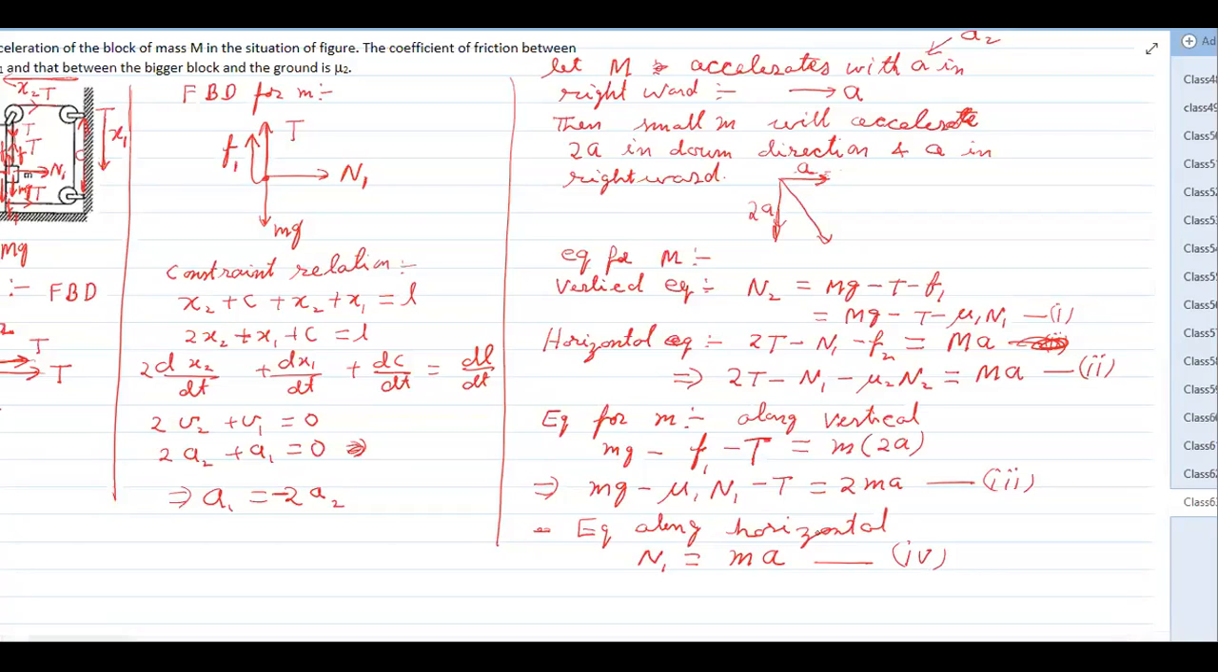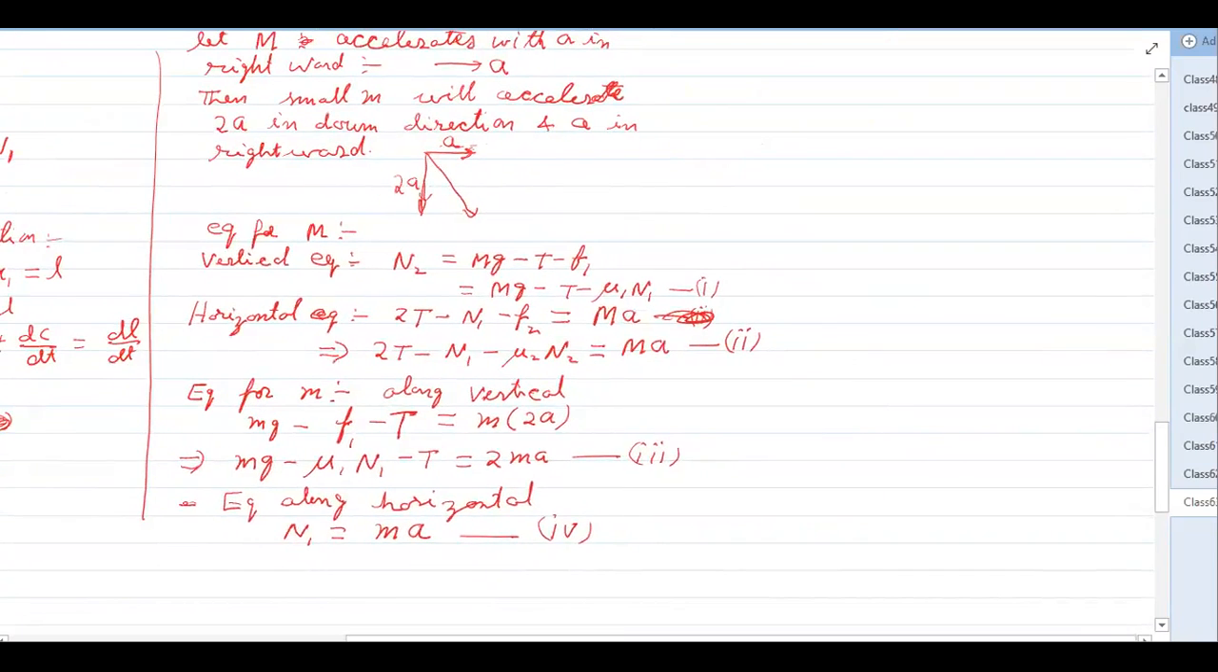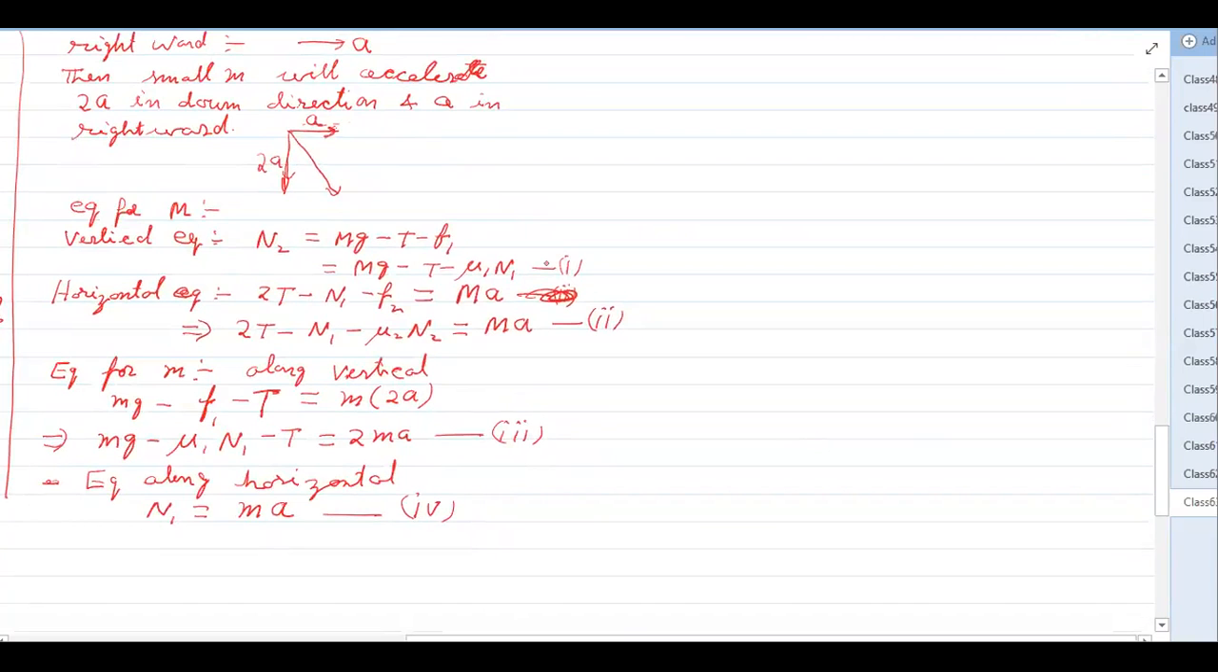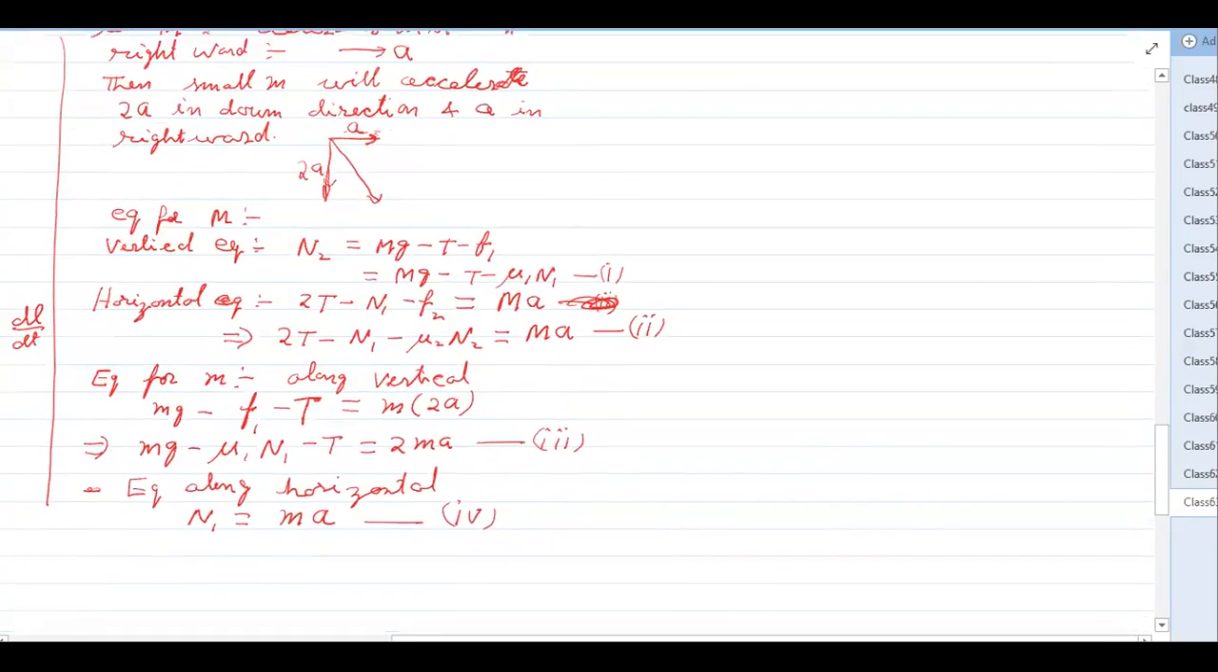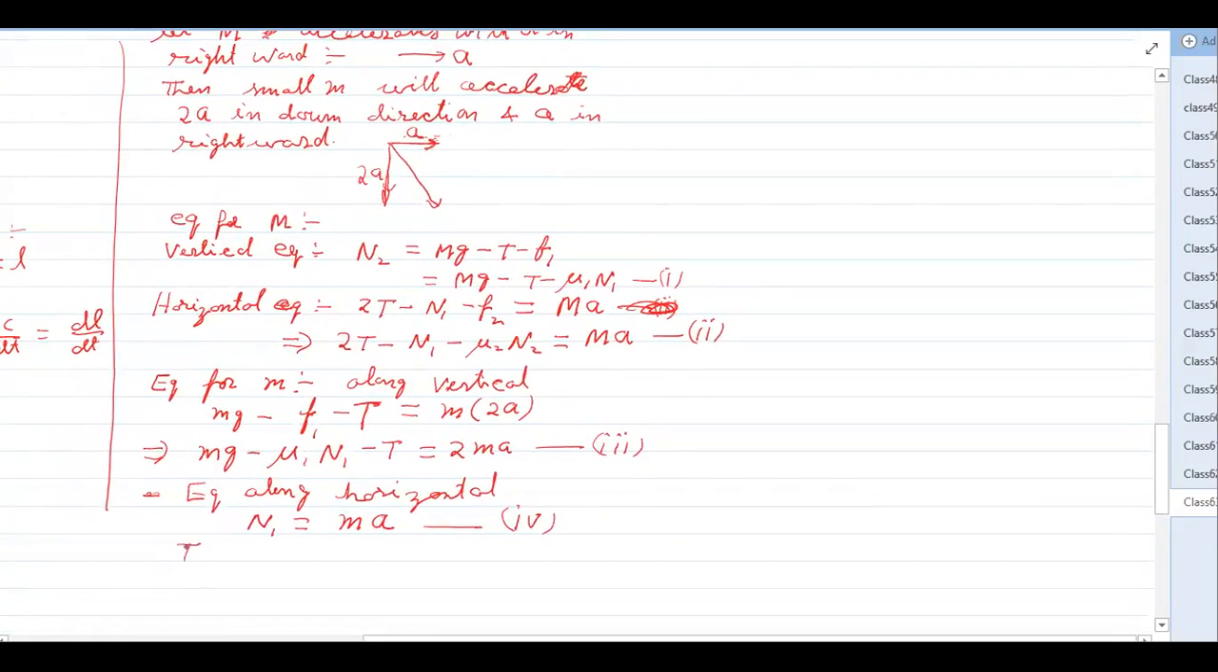See, this is equation 1, this is 2. And what are the unknowns? First we will see what the unknowns are. Tension is unknown, a is unknown, N1 is unknown, and N2 is unknown. These are the 4 unknowns, and there are 4 equations. So first we can eliminate the tension in every equation, because tension is not required, we need to find the acceleration. So first we will eliminate tension and normal.